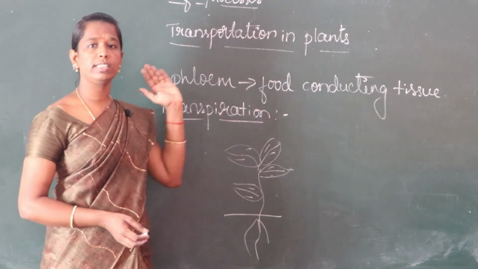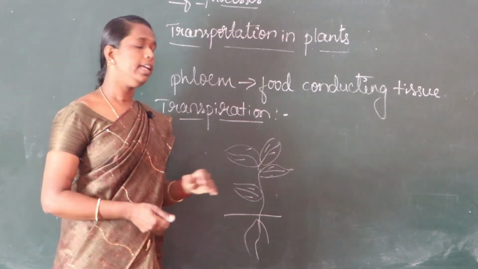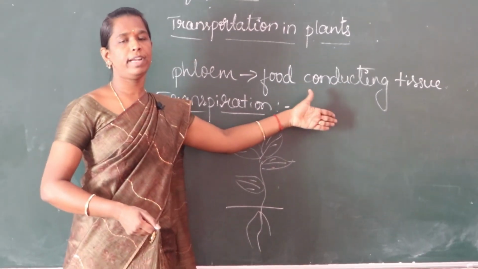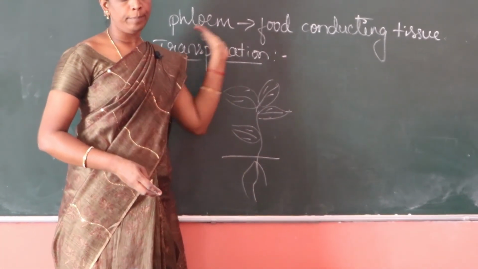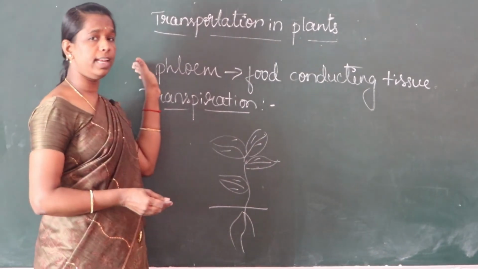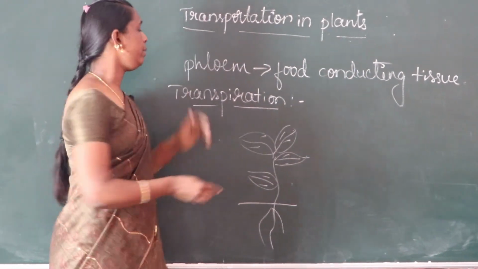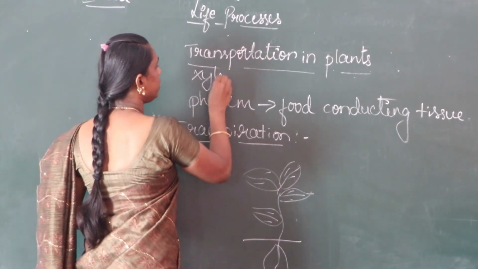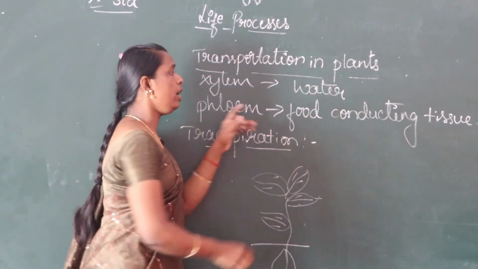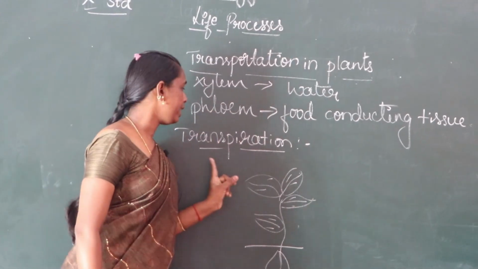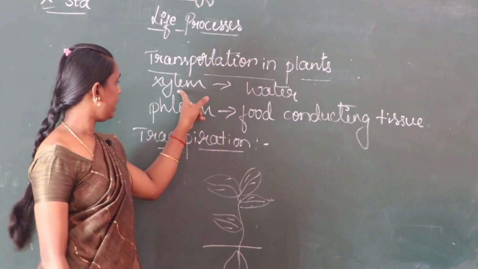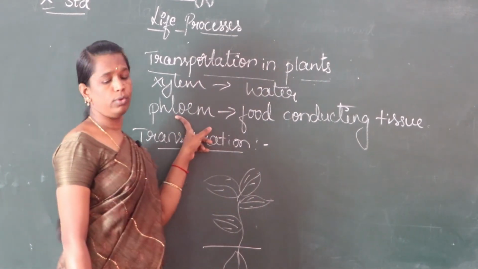Transpiration is a process in which the aerial part of the plant evaporates water vapor. Like that there are two types of tissues, xylem tissue and phloem tissue. Xylem tissue is a water conducting tissue, whereas phloem tissue is a food conducting tissue. And the next one is transpiration.